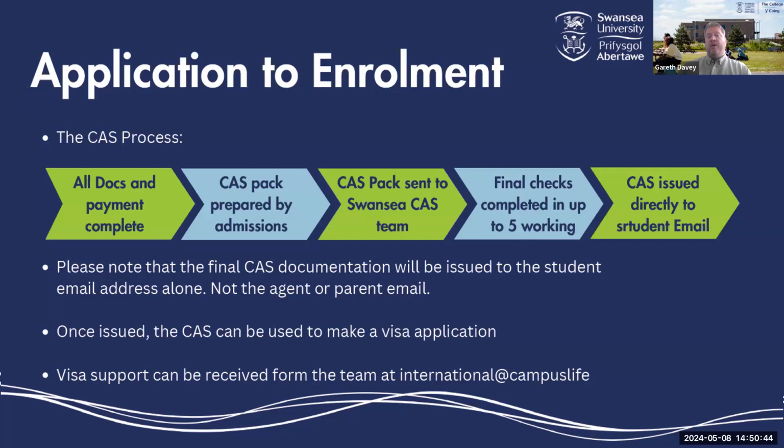So it's really important that the student email is included on the application via StudyLink. And please note that the final CAS documentation is issued to the student email address alone. It does not go to the agent or to the parent's email. So it really does need to be the student's email that goes in there. And once it's issued, the CAS can be used to make that visa application, as I mentioned.